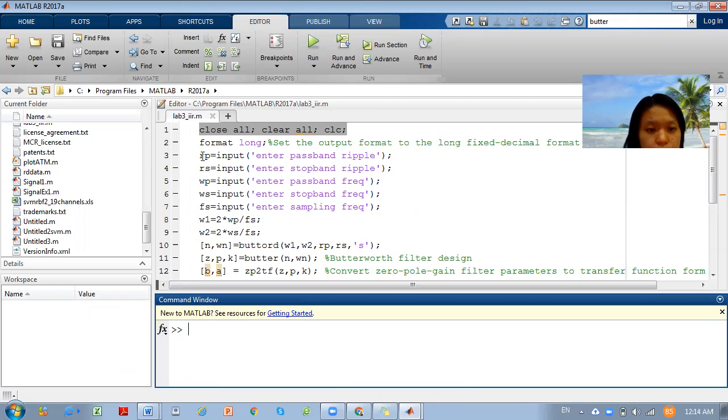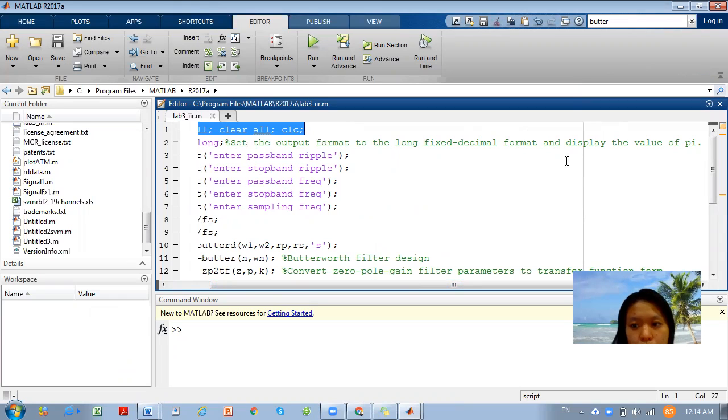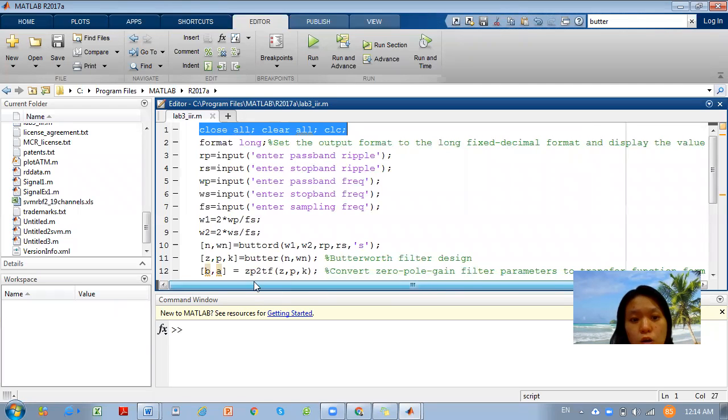Then this one, format long. Format long is where we set the output format to the long fixed decimal format, because later on we will calculate with pi, so pi will give the long fixed decimal format when we display the pi value. So we are using format long.